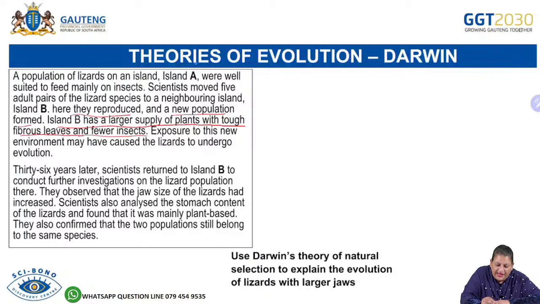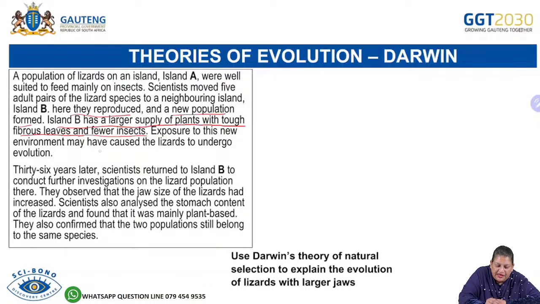Okay, so on island A, remember, there were lizards which were suited to feed on insects. Right, that means there were more insects on island A. But on island B, there were more fibrous, tough plants. So they took the lizards that used to feed on insects from island A and they simply introduced them into island B, where there were more plants and fewer insects. Always understand the scenario they are giving you. Picture what is happening. Okay.